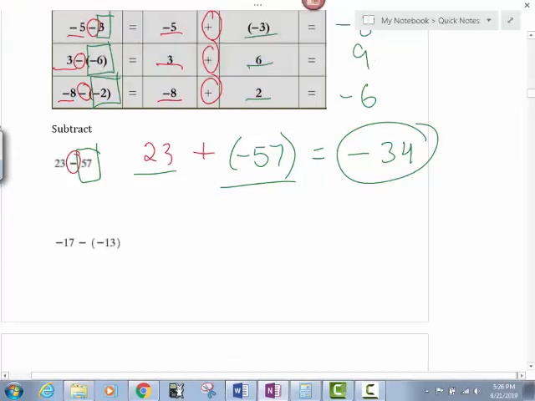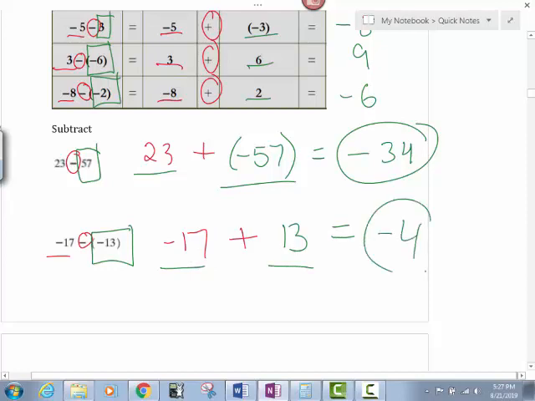Let's try the next one. The same exact way. The first number doesn't change. We change the subtraction problem to an addition. I'm going to take the second number and put it in a box. I need to find the opposite of that number. Well, the opposite of a negative 13 is a positive 13. So now, I owe you 17, but I only have $13. So after I pay you, I still owe you 4. Okay?